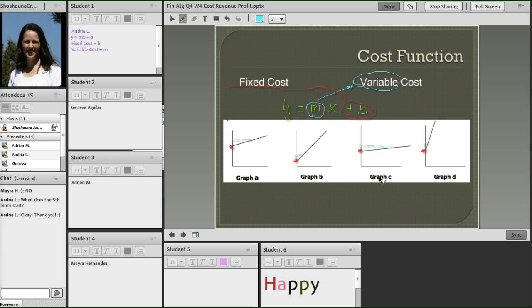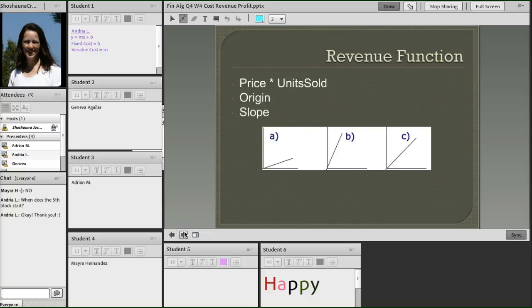So you can see that some of them have a longer run than the other one, and so those are gentle slopes. That would mean your variable costs aren't very much. Whereas if you looked at graph D, you have a steeper cost per unit. Okay, and then this is just memory lane, and if not, then it's new knowledge, which is fine too.